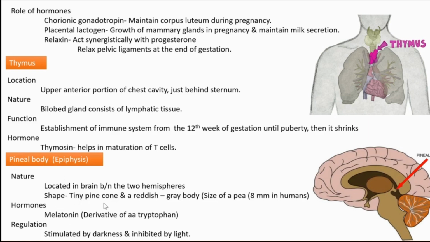What is its shape? Tiny pine cone, and the color is reddish gray, size of a pea, 8 millimeters in the case of humans. Hormone secreted from pineal body is called melatonin. It's a derivative of the amino acid tryptophan. Its regulation is not by any regulatory hormones. Its secretion is stimulated by darkness, and in the light time, its secretion decreases. So, depending upon the presence of light and darkness, its secretion is controlled. In darkness, its secretion is stimulated. In the daytime, secretion is inhibited.